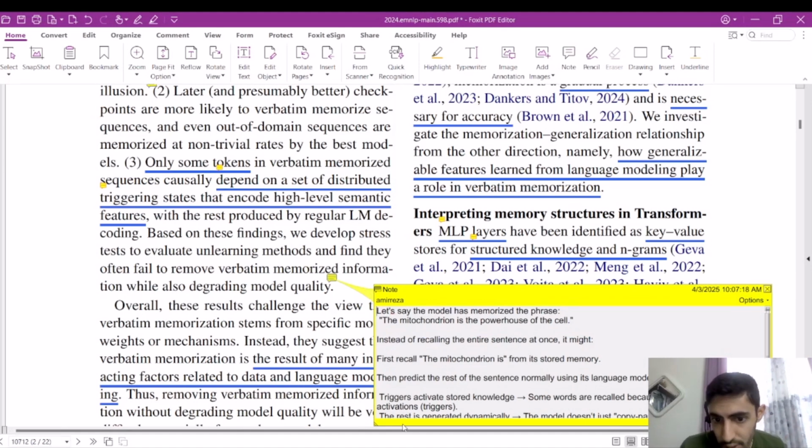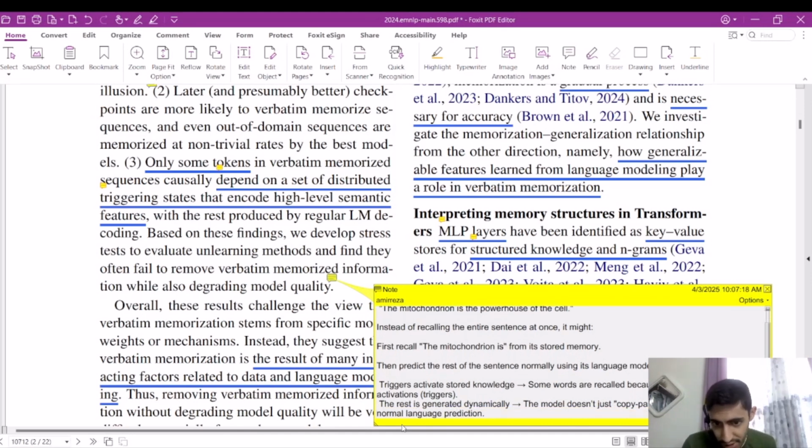So let's say the model has memorized the phrase, I don't know how to spell it, "the mitochondrion is the powerhouse of the cell." It's something related to biology. Instead of recalling the entire sentence at once, it might first recall "mitochondrion" from the stored memory, then predict the rest of the sentence normally using the language model ability, as I mentioned before. The trigger activates the stored knowledge. Some words are recalled because of specific internal activity that activates stored knowledge.